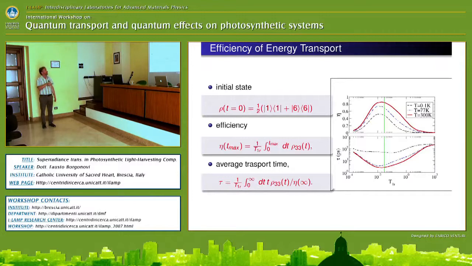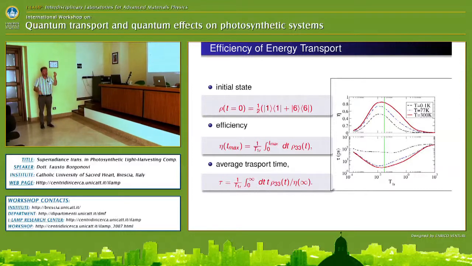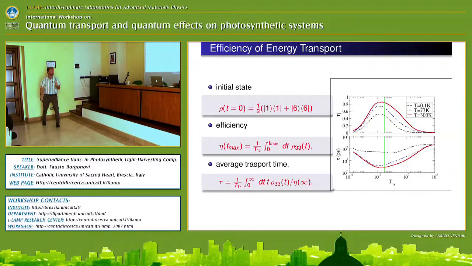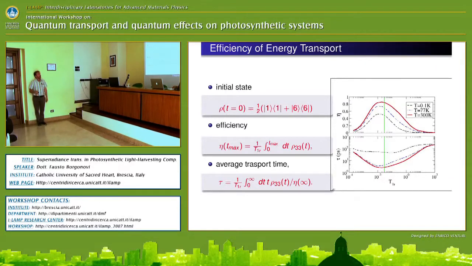How the efficiency is defined is just written here. This is just the integrated probability to arrive at site number 3, which is connected directly with the sink. When you arrive at site number 3, you just flow into the sink, okay? And this is the rate at which this occurs.